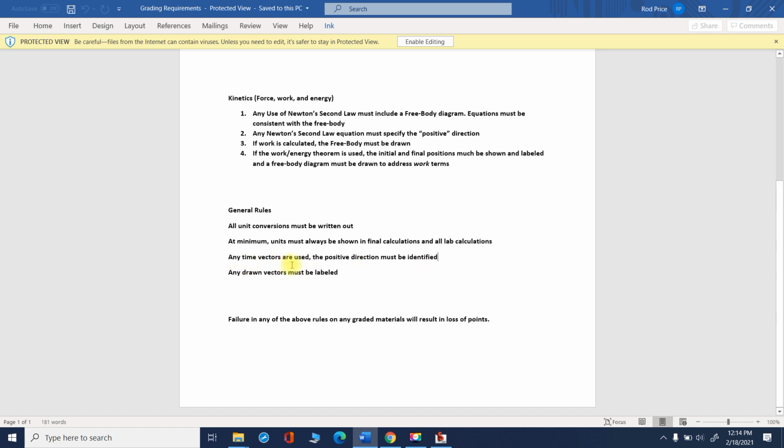Anytime vectors are used, the positive direction must be identified. That's all vectors: acceleration, velocity, force vectors. Any vectors in a problem that you use better be drawn and labeled. And again, failure in any of these will result in a loss of points. So this is going to be on all quizzes, tests, and your homework too. Try to model this when you're working your homework. Right now, you can read about this and ask questions as time goes on.